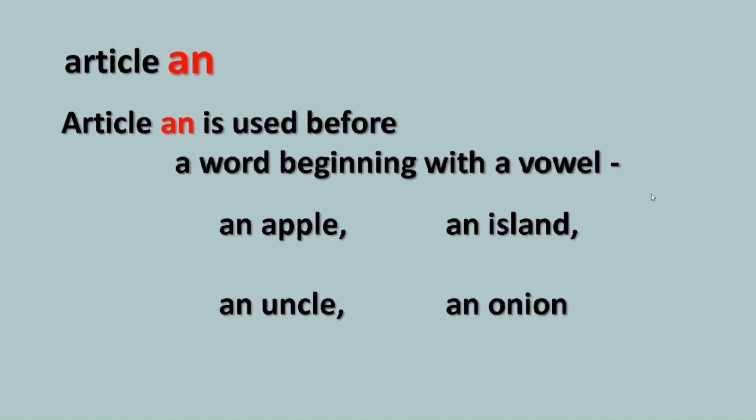See the next rule. Article an is used before a word beginning with a vowel. An apple, an island, an uncle, an onion. All these words have a vowel letter in the first place. In apple, the first letter is A. In island, the first letter is I. In uncle, the first letter is U. In onion, the first letter is O. All these letters are vowel letters. So article an is used before a word starting with a vowel letter in the first place of the word.